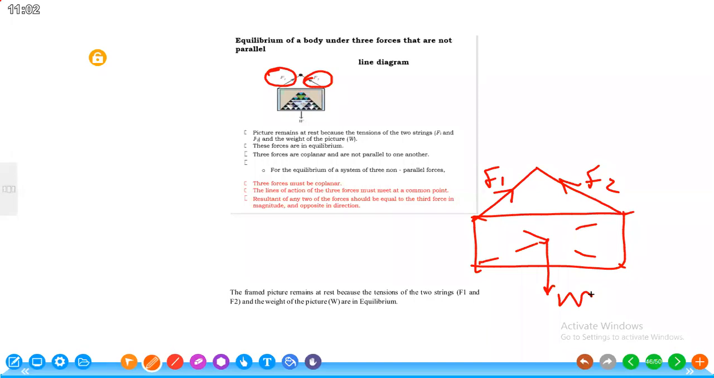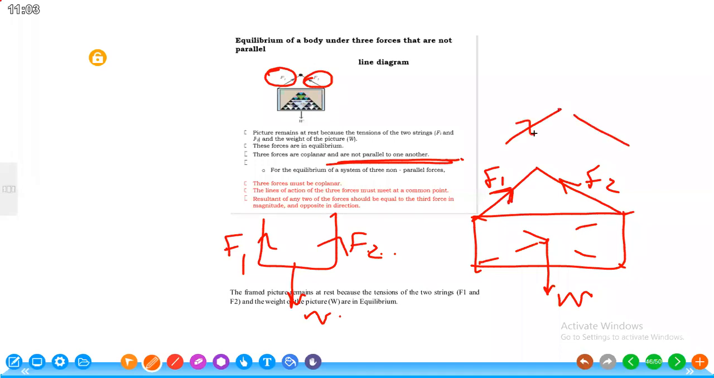Three forces are coplanar and not parallel to one another. In the earlier case, the three forces are in equilibrium under parallel forces. F1 and F2 are both parallel to the weight also. But in here, they are not parallel. F1 is in this direction, F2 in this direction. So the three forces are coplanar and not parallel to one another. Coplanar means all three forces meet at one point.